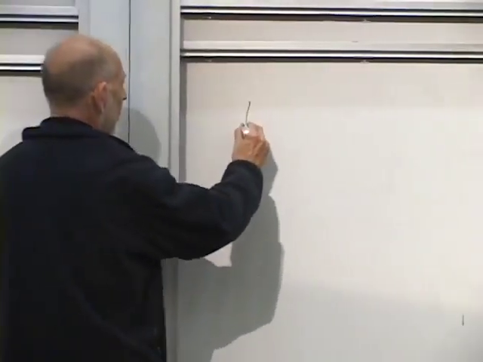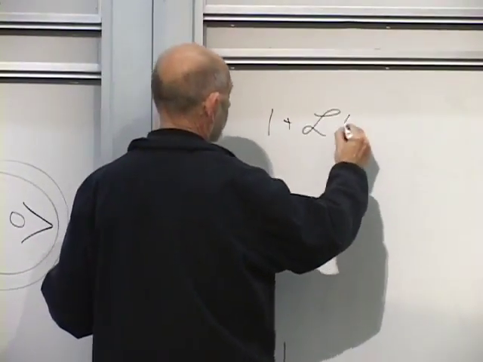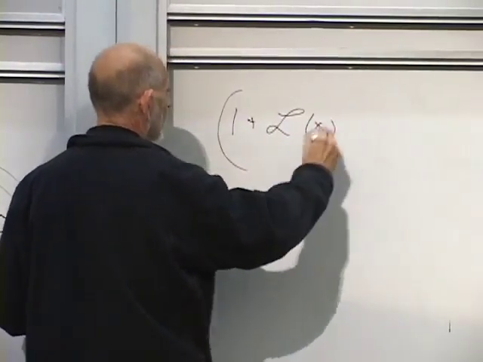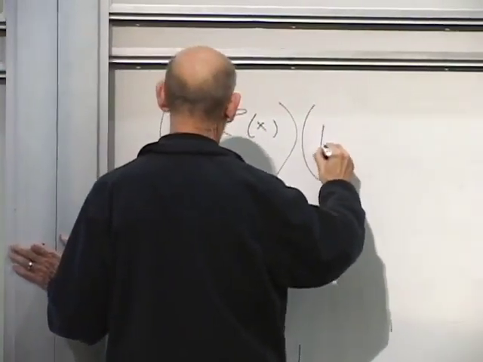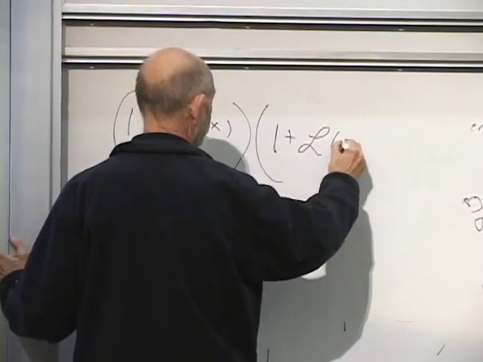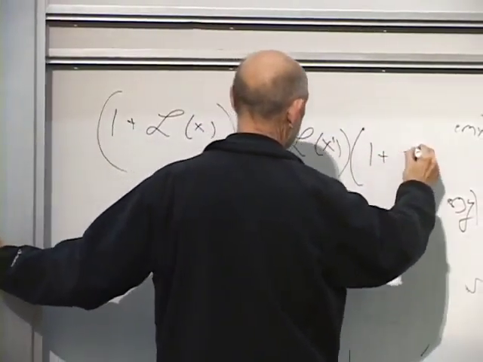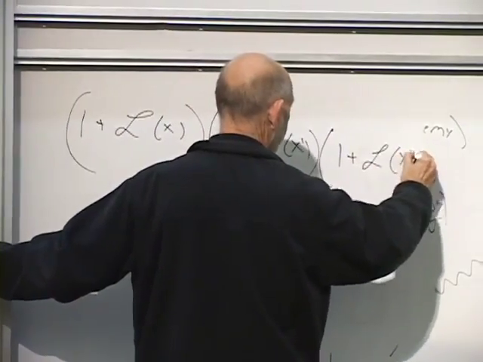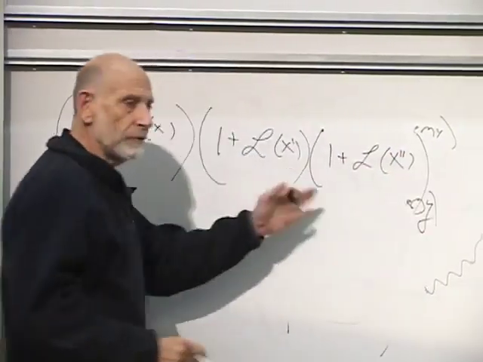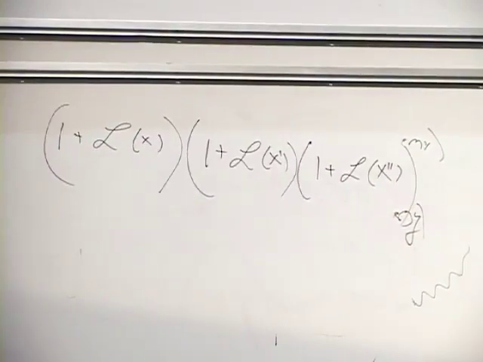You take 1 plus the Lagrangian at point x. Do the same thing at point x prime: 1 plus the Lagrangian at point x prime. 1 plus the Lagrangian at point x double prime. And you do this for every point in space. Now, every point in space means every point on this grid.